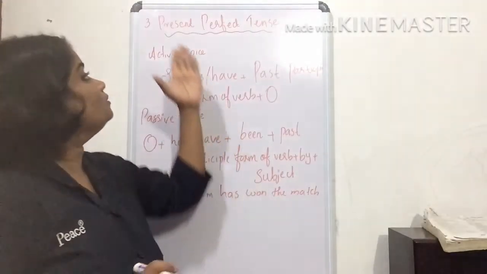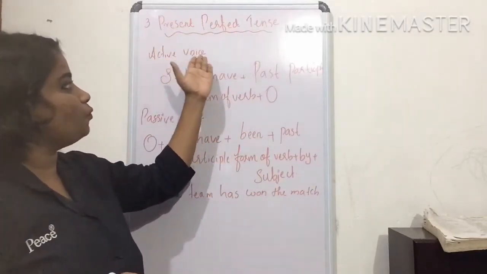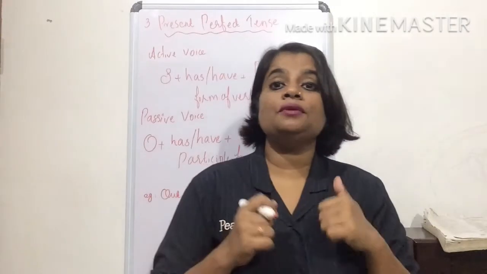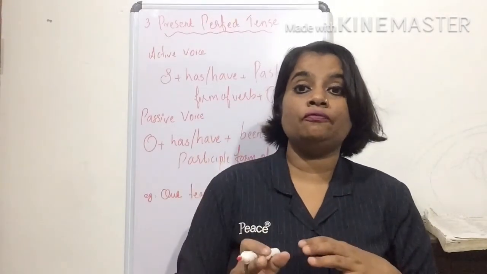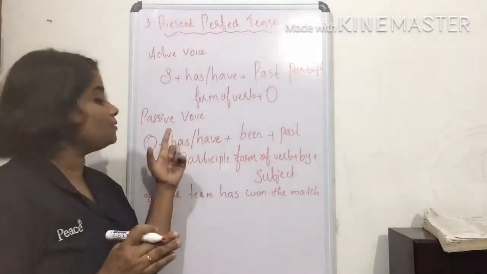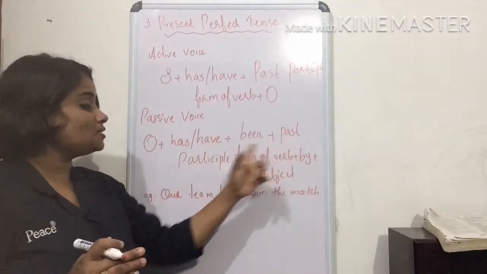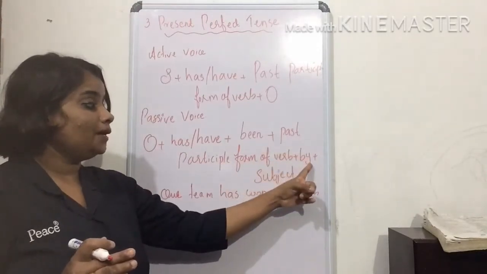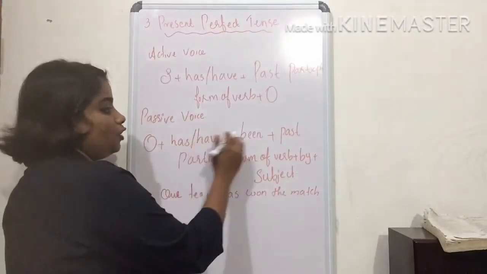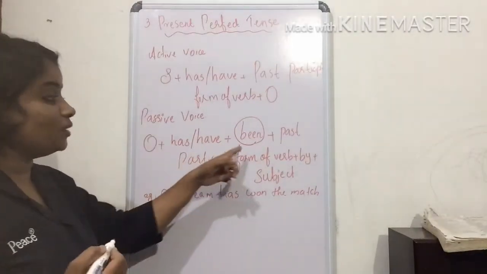Okay, next, present perfect tense. In the present perfect tense, the active voice structure is subject plus has or have plus past participle form of the verb, meaning verb third form, plus object. But in the case of passive voice, object plus has or have plus been plus past participle form of verb plus by plus subject. So here we are using has or have plus been. In continuous tense, being. Then in perfect tense, we are using been.